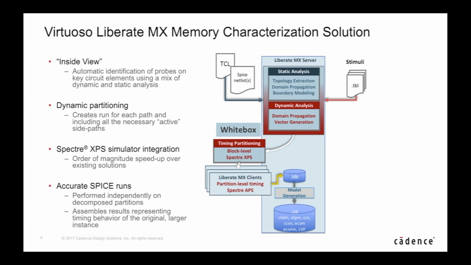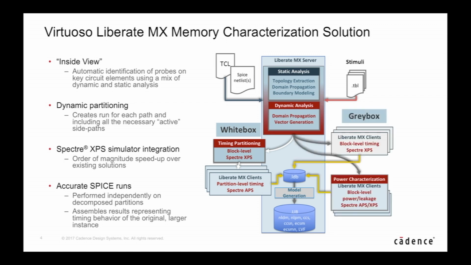We call that process dynamic partition, and we use XPS technology to identify the worst case scenario for every arc that we need to characterize, and translate that worst case into a dynamic snapshot of the circuit that is small enough but still accurate enough to represent the original arc, and on which we can run full SPICE characterization.